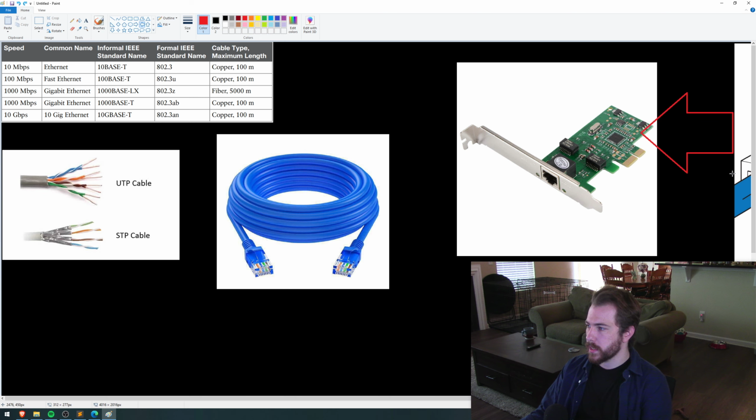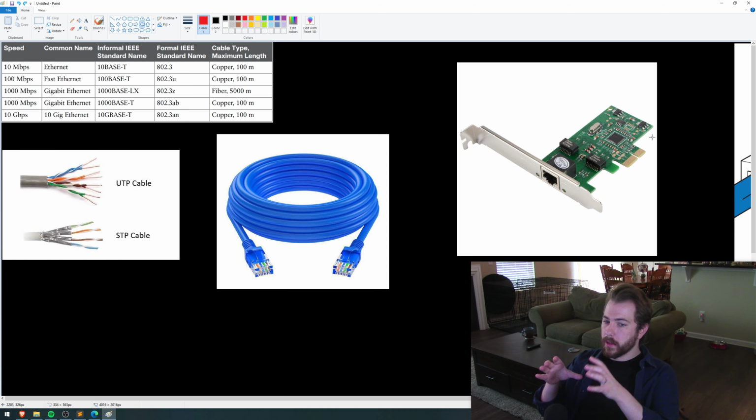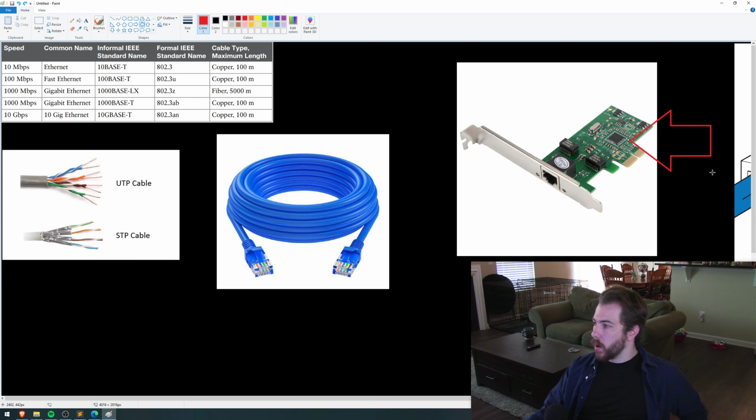Now this example right here is a card, but a lot of times with laptops and motherboards, it's embedded on the motherboard itself. This just so happens to be a card that you can slot in and slot out. And you can see the different types of processors on it relatively easily.